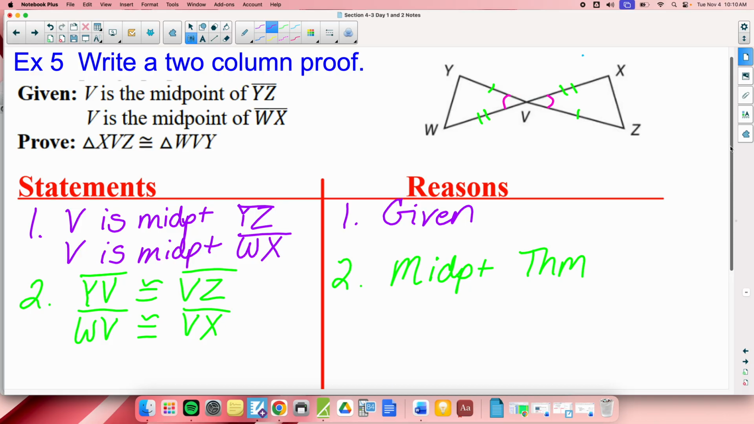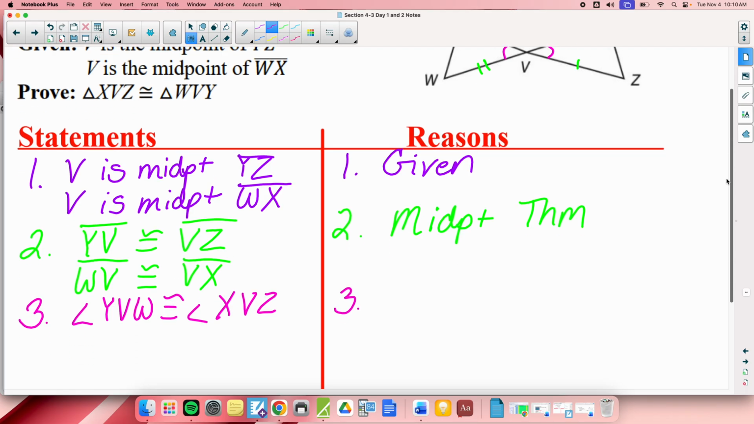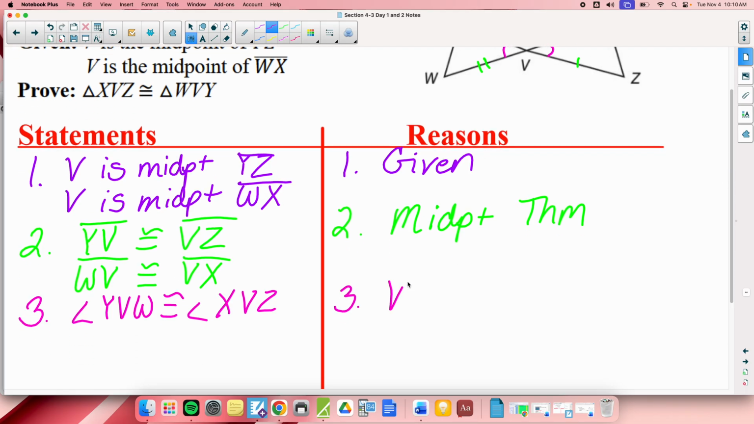So I could say angle YVW is congruent to angle either XVZ or ZVX, wouldn't matter. So I'm gonna go XVZ. And that is vertical angles theorem. So here's how I abbreviate it. I do VERT for vertical. I do my angles and then THM for theorem.